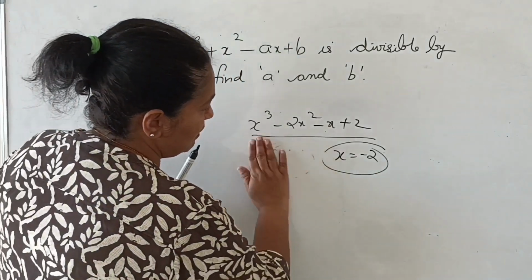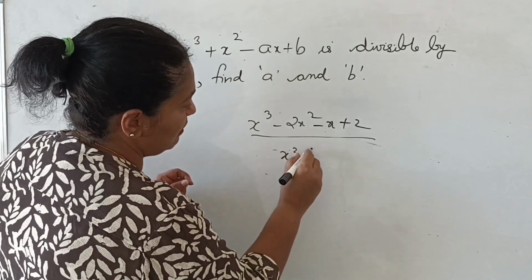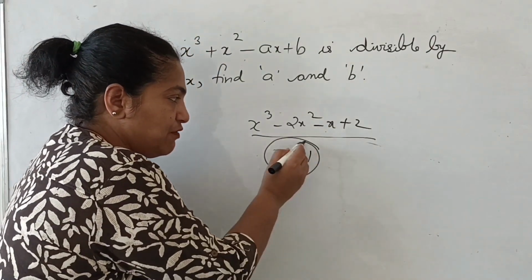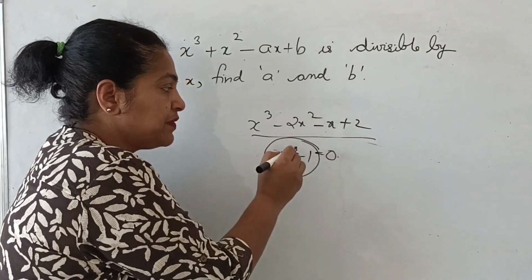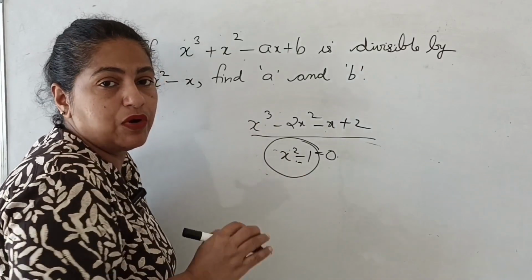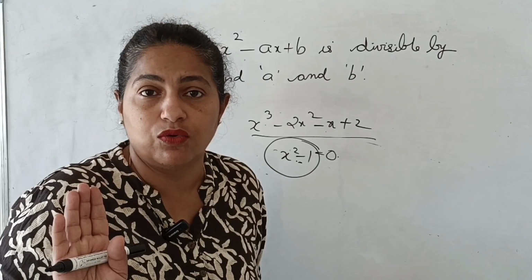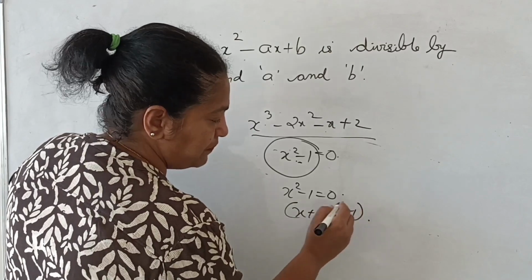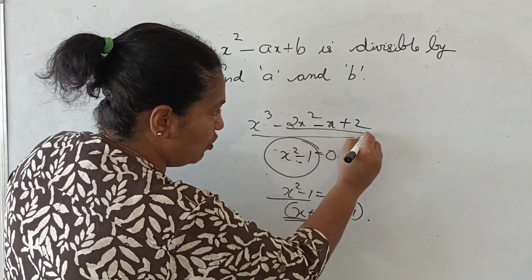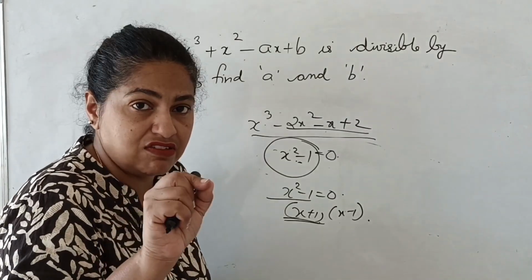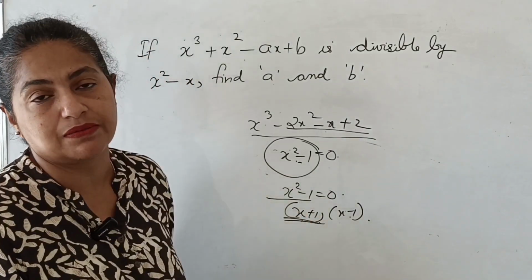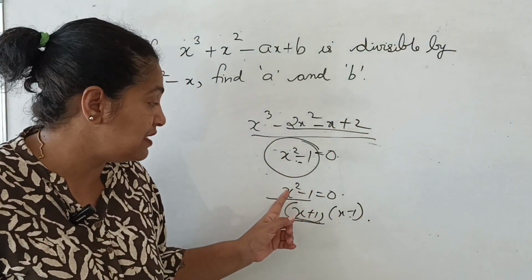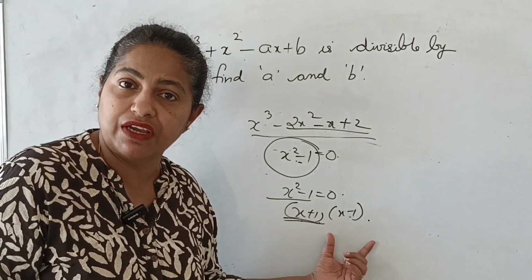Suppose I am telling you this particular polynomial is divisible by x square minus 1. What does it mean? It means that whatever be the value of x I am getting from this by equating it to 0, that value of x when I am substituting in this particular polynomial, I should be getting a 0. X square minus 1 equal to 0 will give me x plus 1 into x minus 1. Or I can say that if this polynomial is divisible by x square minus 1, it has to be divisible by both x plus 1 and x minus 1. Because when these are multiplied together, I am getting x square minus 1. Basically, I am splitting the divisor x square minus 1 into its linear factors.